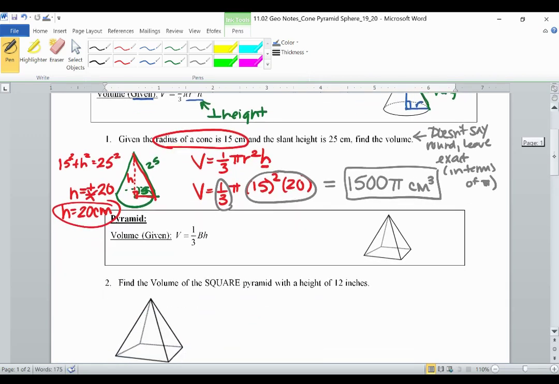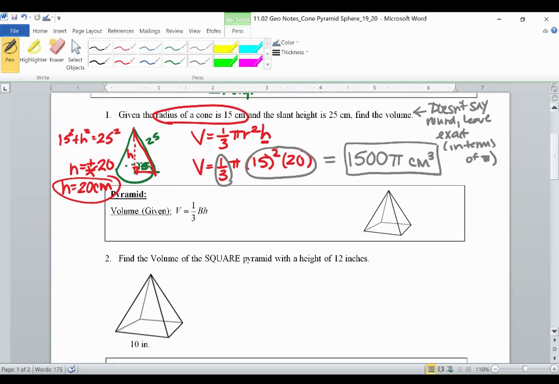Okay, and that's it for number 1. That's a cone. Let's talk about a pyramid now. So a pyramid looks exactly like you might think, like a pyramid. It can have a different shaped base, which is what's interesting here. So it could have a rectangular base, it could have a triangular base.